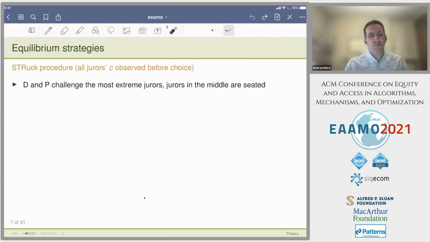The equilibrium strategies are quite simple under the struck procedure. All jurors are observed at once before the choice, so the defense will challenge the most extreme jurors in favor of conviction. The prosecutor will challenge the jurors with the lowest probability of convicting, and the jurors in the middle of the distribution will be seated.